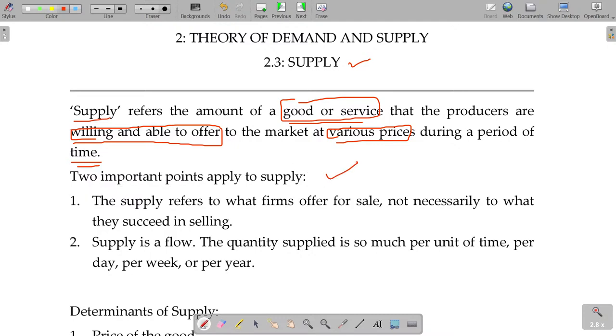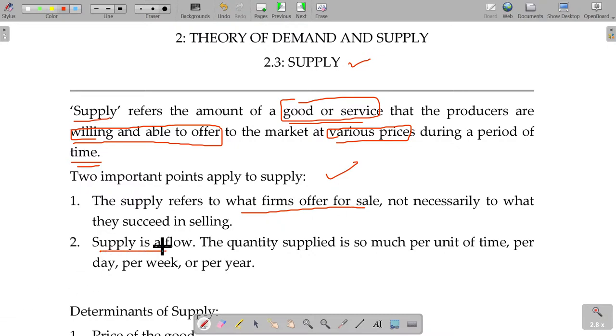The two important points to keep in mind: supply refers to what firms offer for sale, not really selling. So offer for sale is the matter, not real sales. I could have displayed it for sale, but it may not be sold. But anyhow, I am capable of selling that, right? That comes under supply.